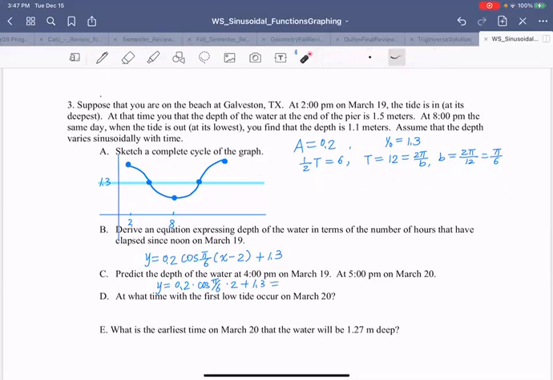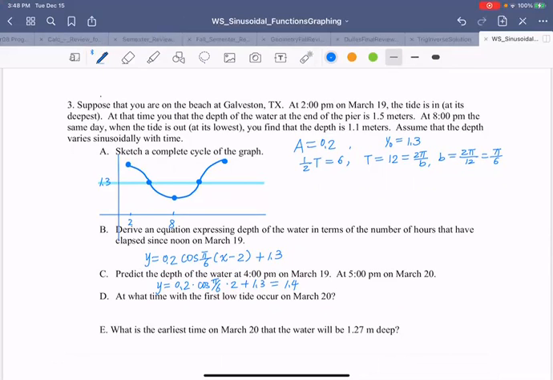So this is pi over 3, right? Yeah. This cancels, so this is pi over 3. Cosine of pi over 3 is 1/2. 1/2 times 0.2 is 0.1. Plus 1.3 is 1.4. Okay. That makes sense? Yeah. Okay. And the T is 12 hours.